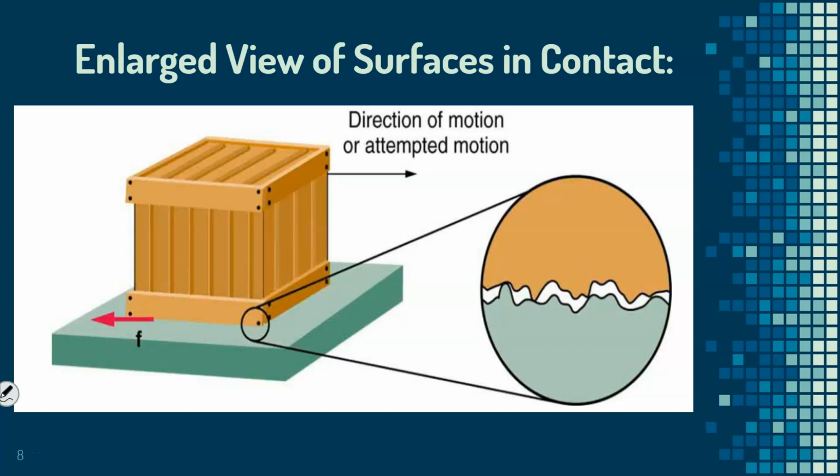But much of the force is actually due to the attractive forces between the molecules that make up the two substances. So that would have to do with the composition of what the two surfaces are made out of. That determines a large part of force friction.